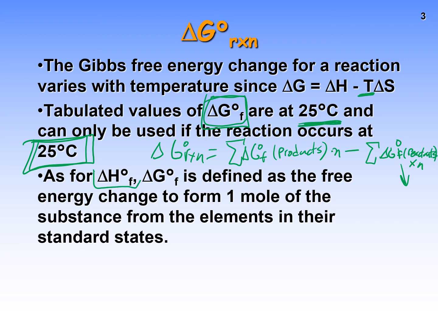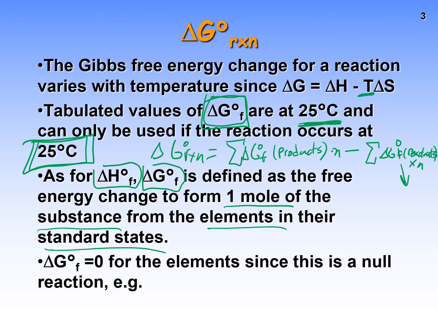Just like with delta H naught of formation, delta G naught of formation is defined as the free energy change to form 1 mole of a substance from elements in their standard states. If you don't remember delta H naught of formation, just cross out free energy here and put enthalpy, and then you have the same definition, just two words different. Delta G naught for elements in their standard state is still 0. It's a null reaction. This is defined, just like delta H naught of formation as well.